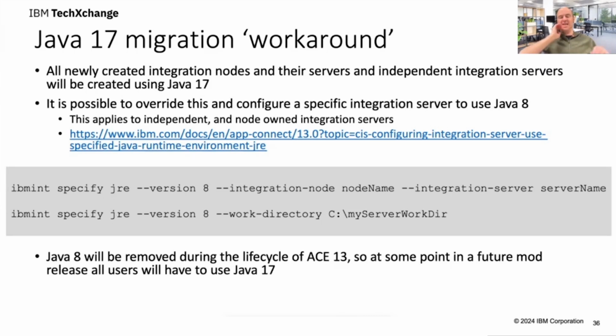So, taking everything that I've said so far, all your admin or your flow docs, you can bring those forward to 13. You can set your server to Java 8, and your migration to 13 will probably be fairly simple. But that's just the start, because at some point during the life cycle of ACE 13, maybe the end of next year, end of 2026, we're not quite sure yet, we will be removing Java 8 in a future mod release of version 13. So at some point, everyone will have to migrate to Java 17 or later, if we introduce a later version of Java during the life cycle of ACE 13.